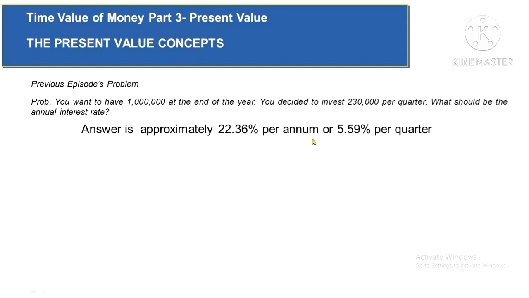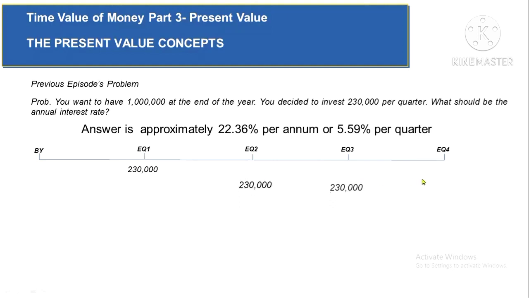Anyway, here is the timeline analysis. Based on the problem, you are to invest 230,000 here, and here, and here, and lastly, here at the end of quarter 4. Now, if you sum this up, it is only 920,000 and we need to have 1 million at the end of the year. So what should be the growth rate? Again, our answer is 5.59%.